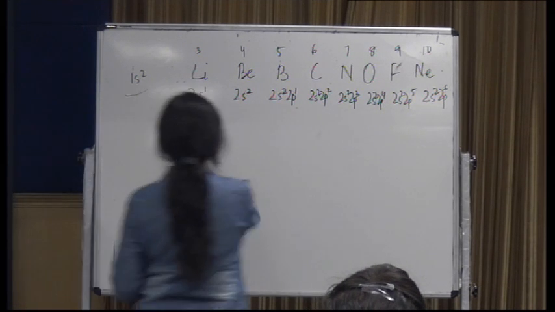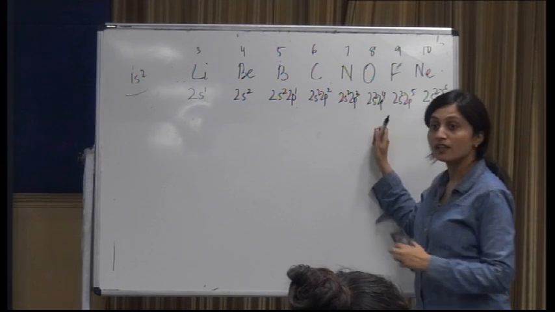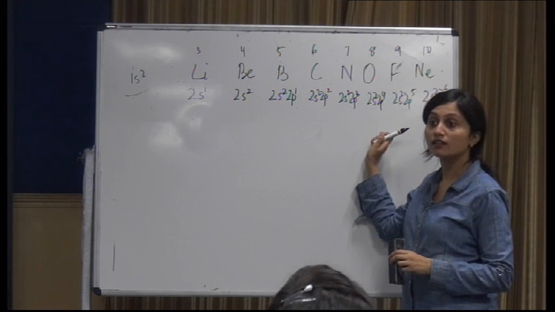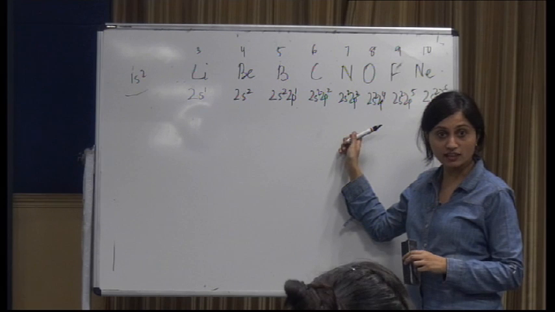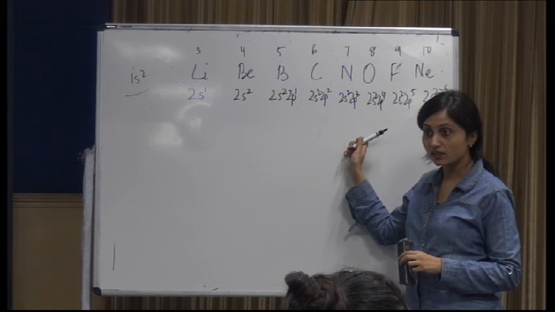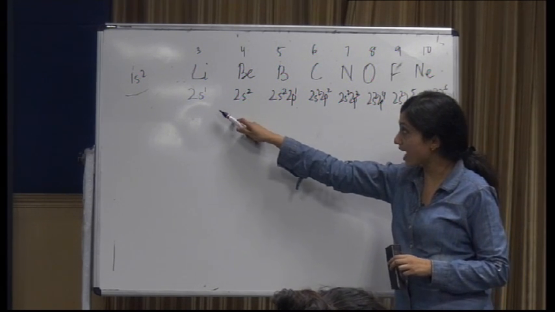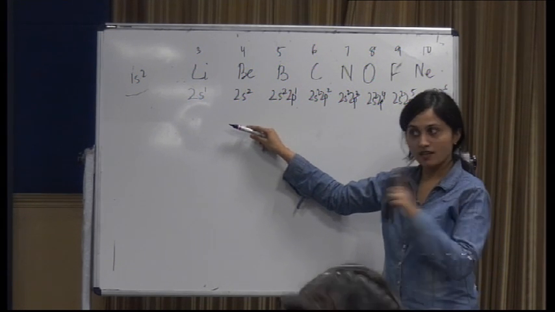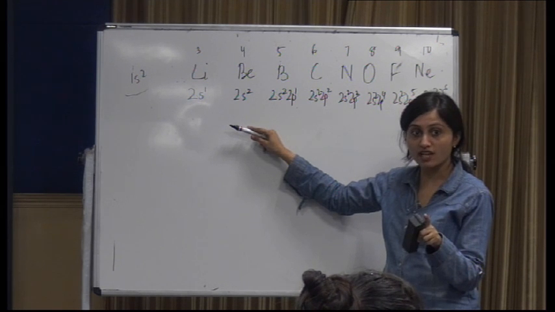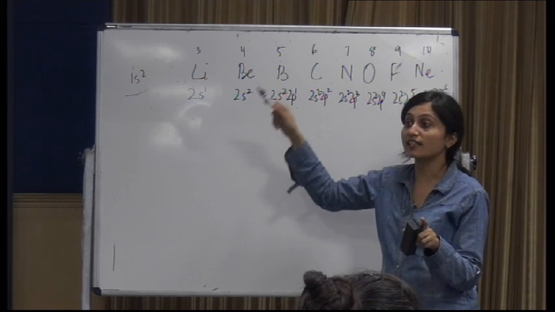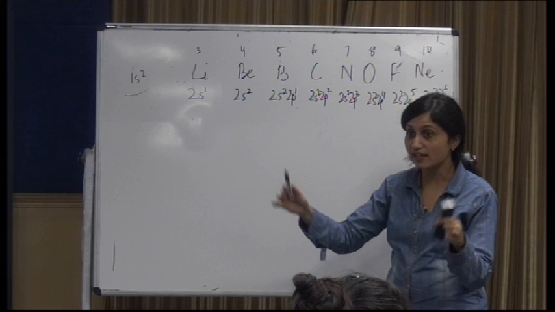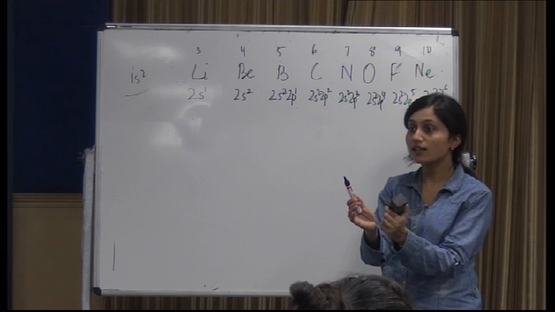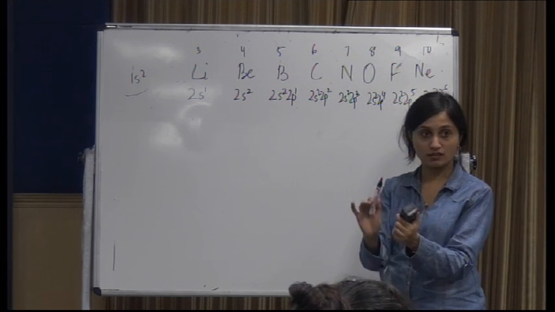So on going from left to right, now you tell me, atomic size will? Decrease. What about ionization energy? Increase. Electron affinity? Increase. Why will the atomic size decrease? Because the effective nuclear charge is increasing and the electron is getting added to the same shell, the electrostatic force of interaction increases, attraction increases. So size decreases.